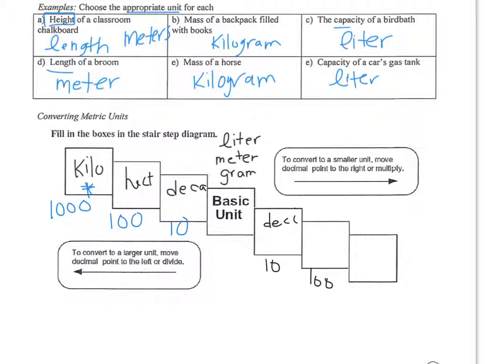100 centimeters is a meter. And 1,000 meters is a kilometer. Okay? So, if you think of it, a decimeter is 1/10 of a meter. A centimeter is 1/100th of a meter. And a millimeter is 1/1,000th of a meter.